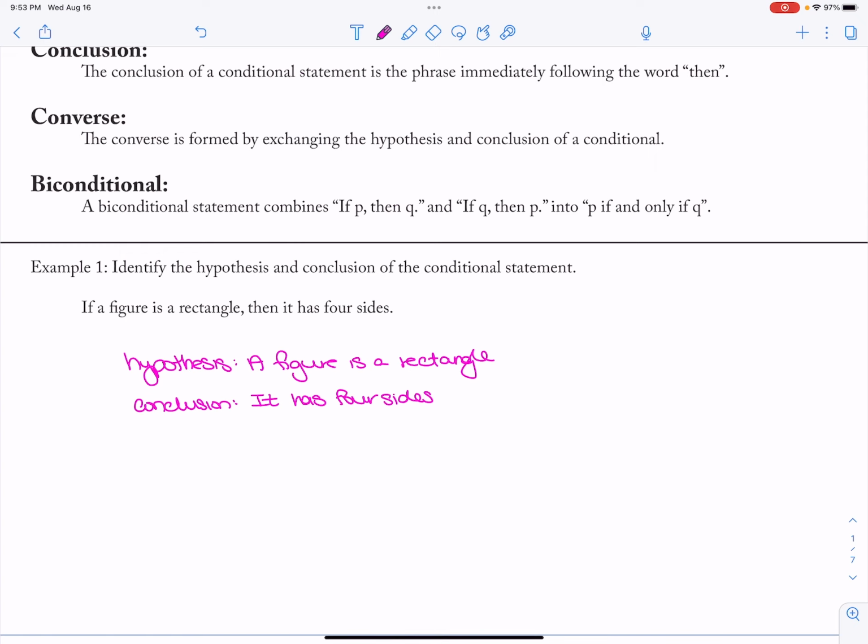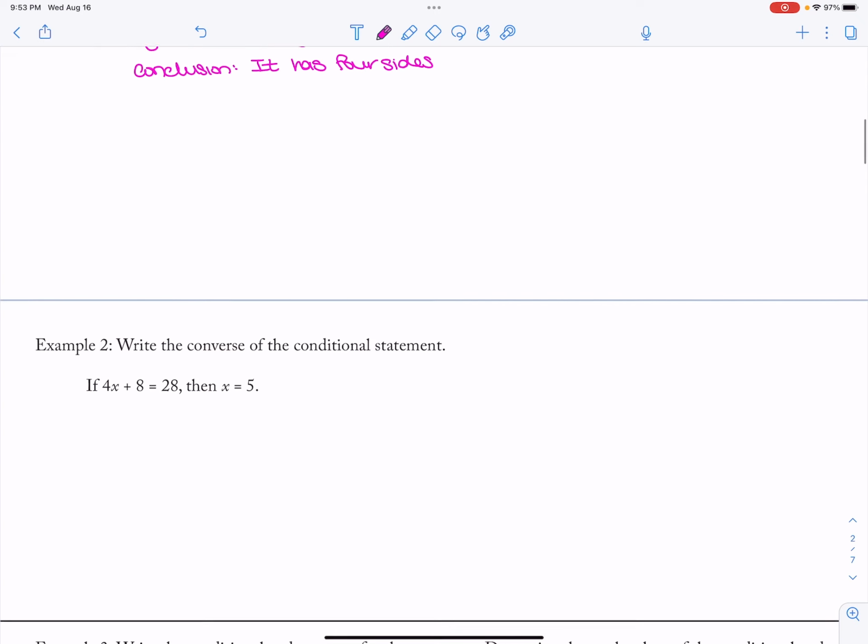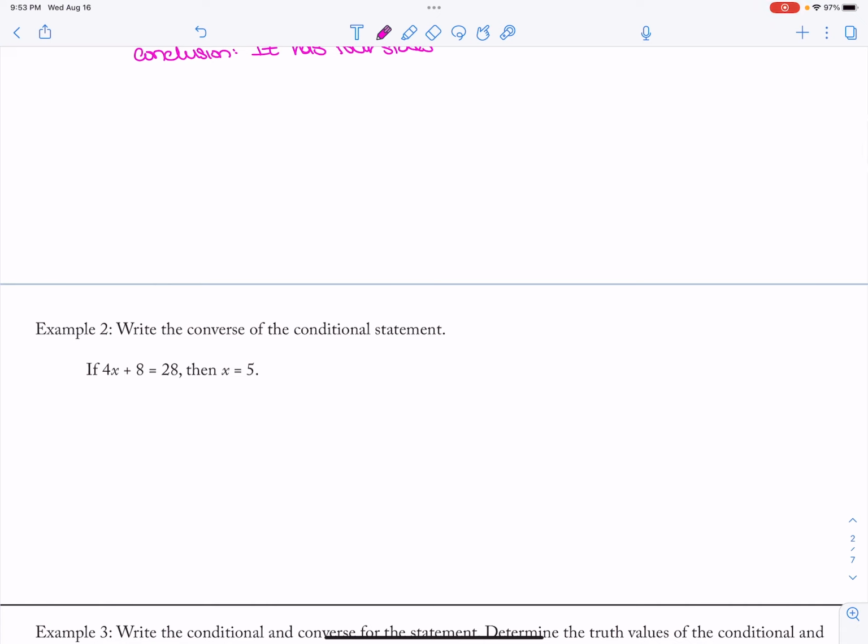Okay. So now, write the converse of the conditional statement. So the converse, what it does is it switches the if and the then. Okay. So then the converse is if x equals 5, then 4x plus 8 is equal to 28.